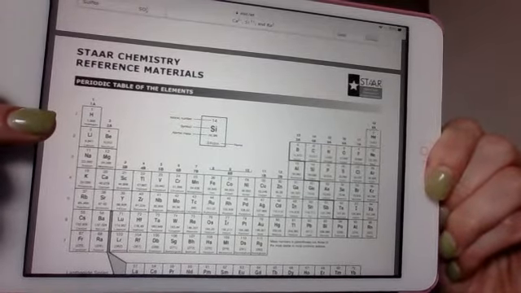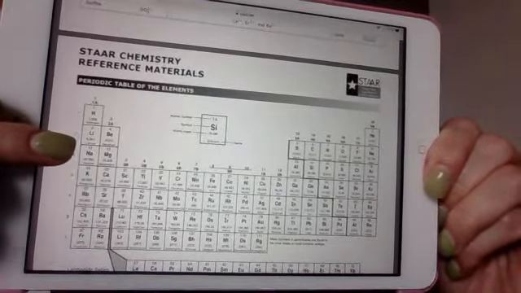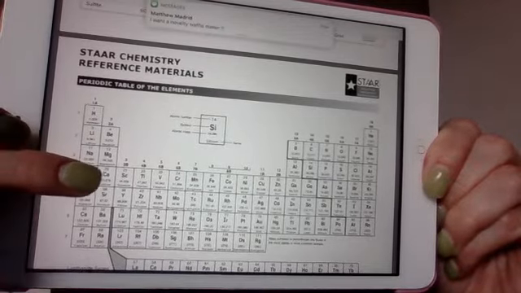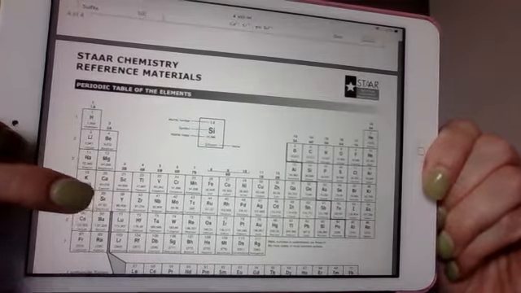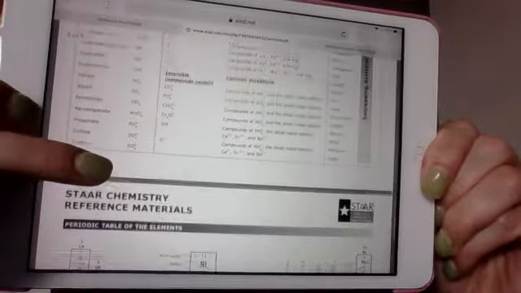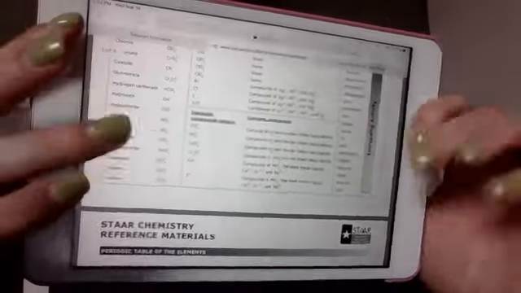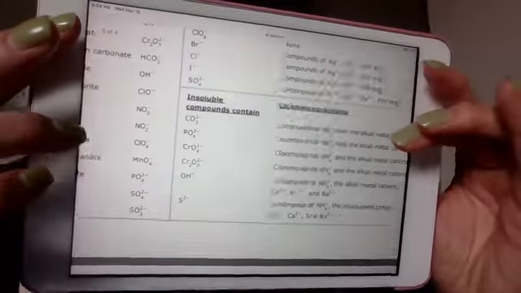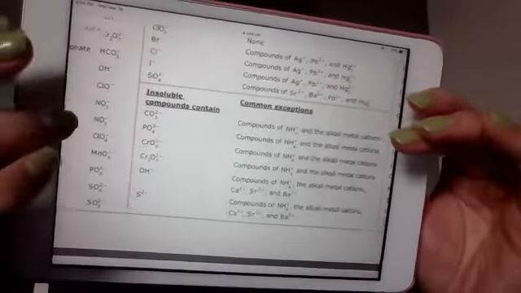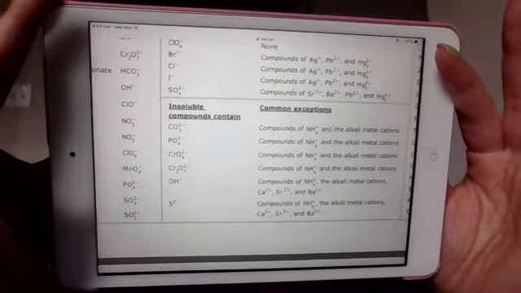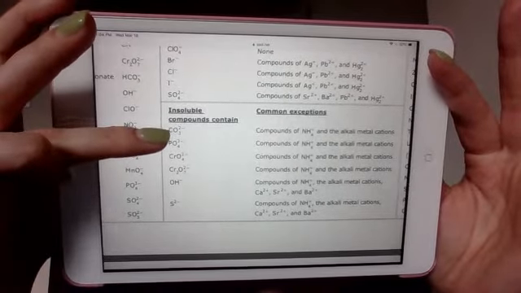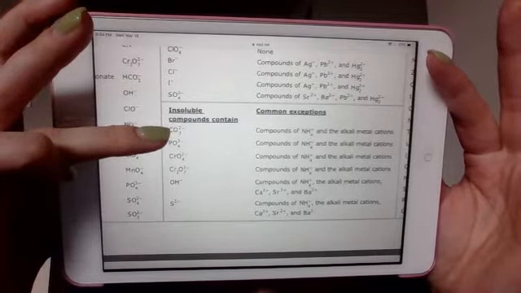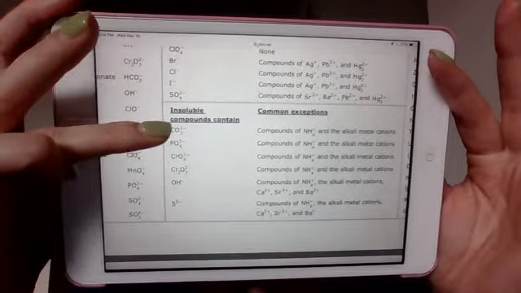So we are looking at CaCO3. I look for Ca. Seems like Ca is not in the alkali metals. It is in the alkaline earth metals, which is group 2. So our CO3 is going to be insoluble because it is not with ammonia, NH4, or an alkali metal. I'm going to get my marker now.